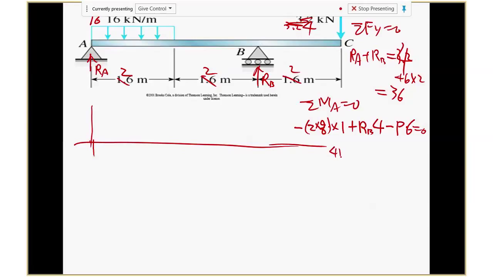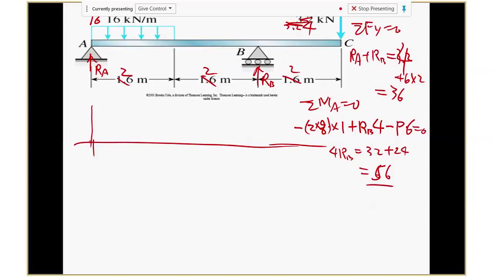So 4RB equals to 32 plus 4 times 6, that's 24. So that equals to 66, or 56. Is that correct? Anyone got a calculator? Is it 56 correct? Yes. Okay, so RB is 56.